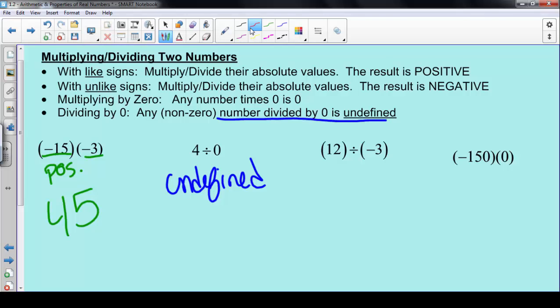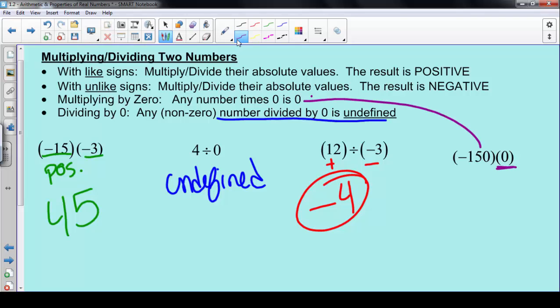This next one, notice this is a positive and this is a negative, so that means they have unlike signs. We know our answer is negative. 12 divided by 3 is 4, so our answer is negative 4. On this last one, we're multiplying by 0. Anytime we multiply by 0, our answer is 0.